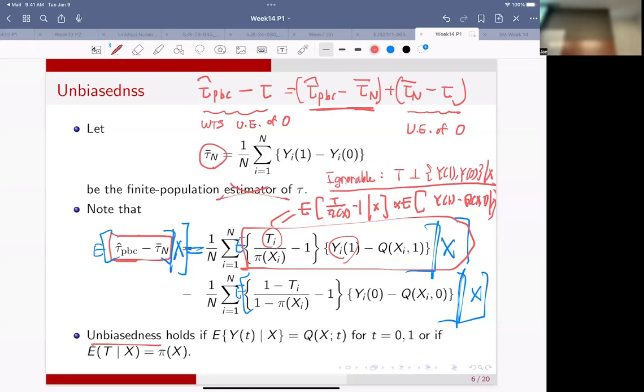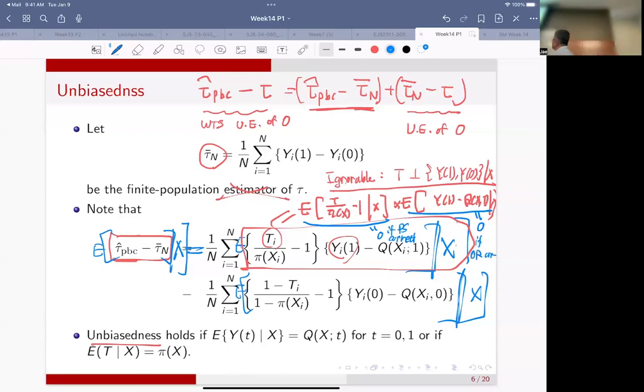That means what? That means, is this equal to 0? Yes, if this assumption is true, right? So this is okay. So that's interesting because this is 0 if the PS model is correct. This is 0 if the OR model is correct.